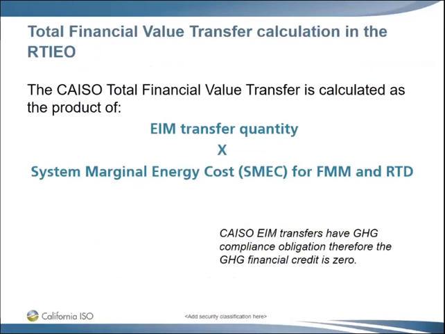So we have the total financial value transfer calculation in the RTIEO, and that's currently calculated as a product of the EIM transfer quantity and SMEC for both the FMM and the RTD. Again, this is for those inside of the California ISO BAA as well as for each BAA in the EIM footprint. Anything else that we need to add about this?